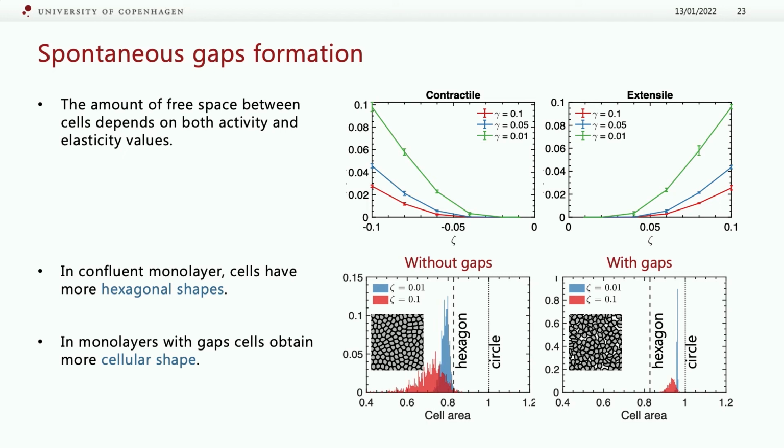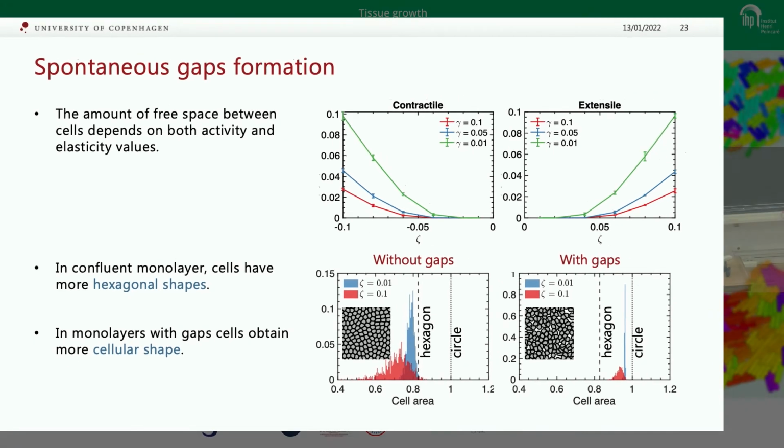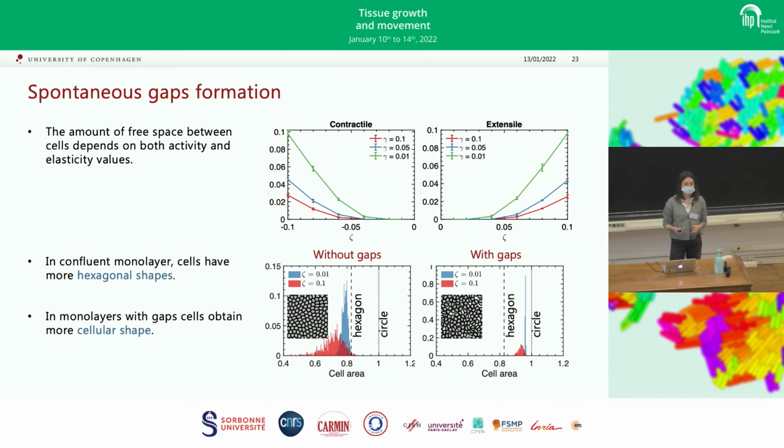So if you have no gaps, the monolayer is confluent, then the cells have more or less hexagonal shapes. However, when the gaps are present, then the cellular shape tends to be more circular. And as you increase activity, you will observe more heterogeneity in cell shapes. This is also something that we're going to explore more, because we have some experimental collaborators that also observe this type of gap formation in one of the cancer cell lines.